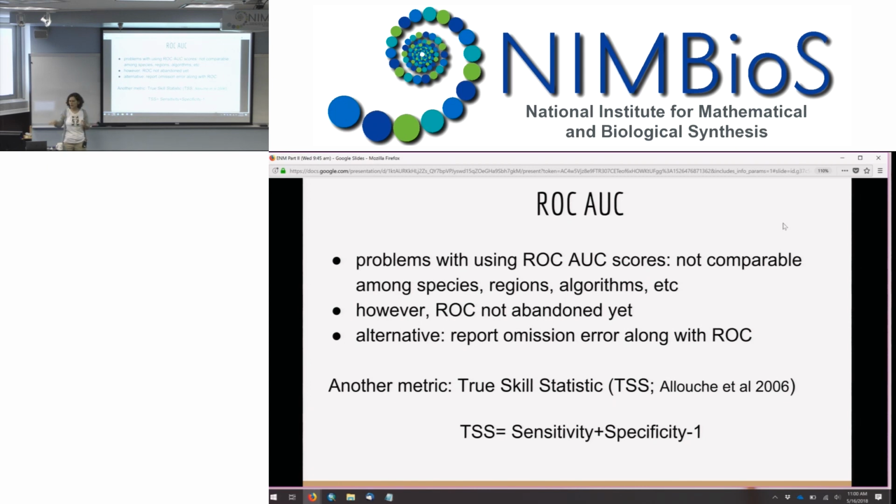And I say buffer, and we'll talk about that in the afternoon. I say buffer because if you use just the minimum convex polygon of your known presences, you will not sample the environment beyond where the species was reported present. And should that match the accessible area for the species? Definitely. So that's where M comes into play.